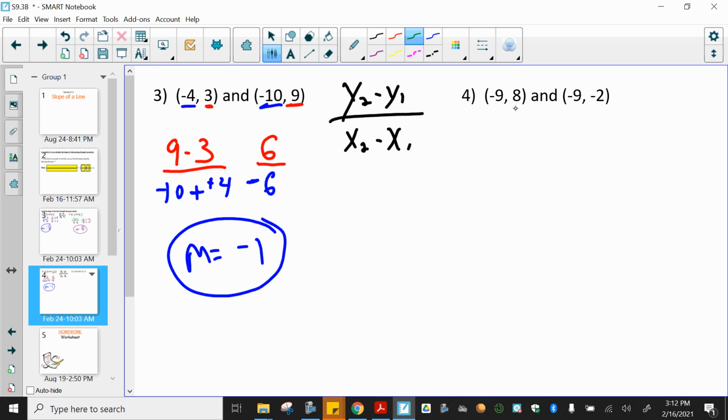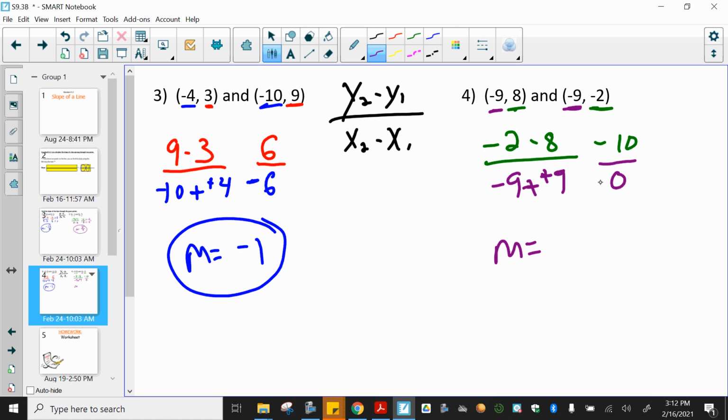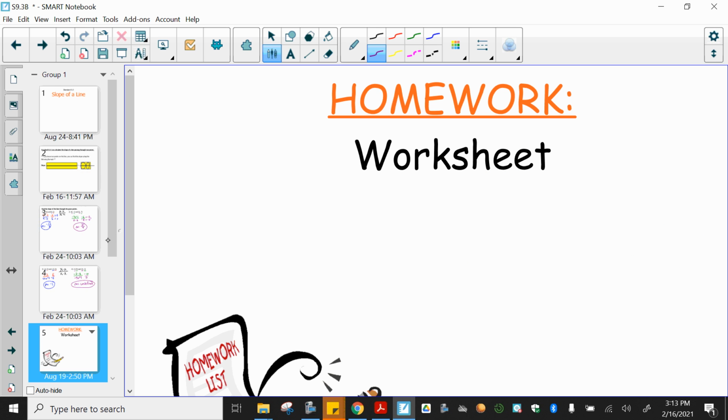Let's try the next one. 8 and negative 2. I'm going to do negative 2 minus 8, and then I have negative 9 minus negative 9. Anytime I have a minus a negative, I add its opposite. So I have negative 2 minus 8 makes negative 10. Negative 9 plus 9 makes 0. Well, anything over 0 is just automatically undefined. Undefined, all right? So just follow that process.